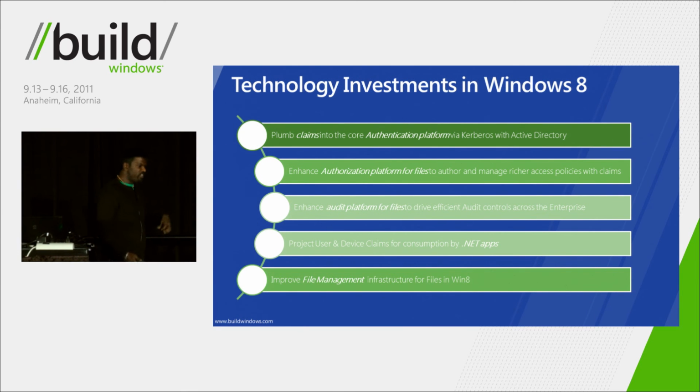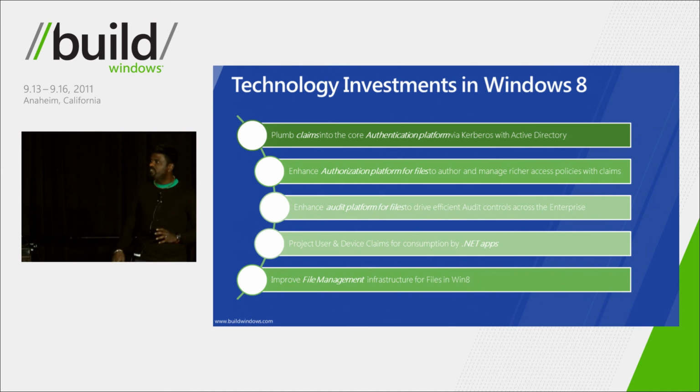Now, when we get down into what it really means in Windows 8, there are 5 key areas where we've made a lot of investments. We've taken this notion of claims and we pushed it into the core authentication platform. This is Kerberos in Windows with Active Directory. You have a lot of data about users and machines already available in your Active Directory. What we've done is take that data and make it available to applications by pushing claims into Kerberos.